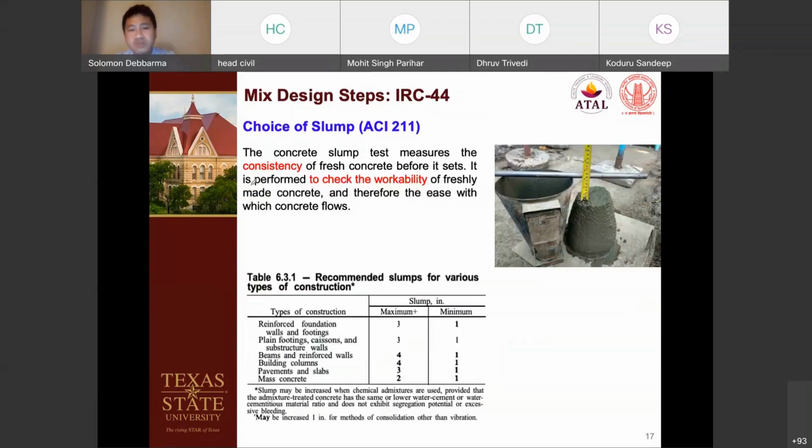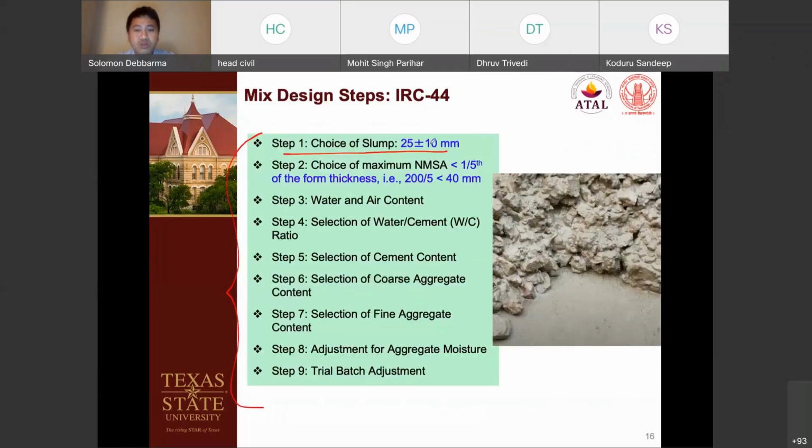The choice of slump is a measure of the consistency of fresh concrete before it sets. It is just an indirect method to check the workability of freshly made concrete. The code has recommended slump values for various types of construction. Since we are going for pavements, the slump is usually about 1 to 3 inches, which is about 25 plus or minus 10 mm.